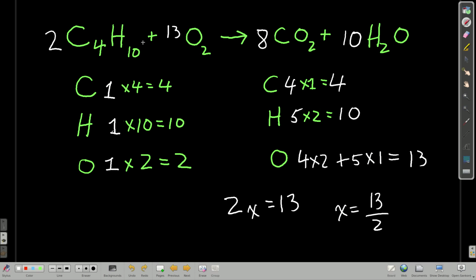Now that is our balanced equation. Let's make this a little prettier. That's the smallest set of whole numbers as coefficients that will balance this equation. That's our answer. Now, one last thing.